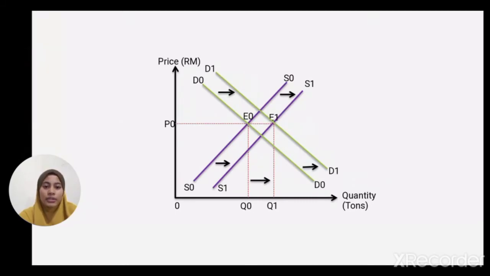Hari Raya celebration has led to an increase in demand for imported beef, causing the curve to shift to the right from D0 to D1. The new market equilibrium occurs when the curve S1 intersects with D1 at E1. At this new equilibrium, the quantity has increased from Q0 to Q1, but the price remains the same.